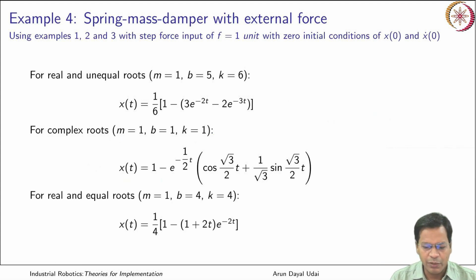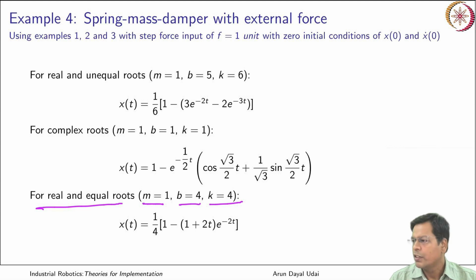force. Okay, similarly for real and equal roots, M is equal to 1, B is equal to 4, K is equal to 4, roots are equal and B square minus 4AC is equal to 0. In that case, you get to see this equation. This should be a critically damped case once again. Okay, and then this is your Cp value that comes here, and everything is like this.